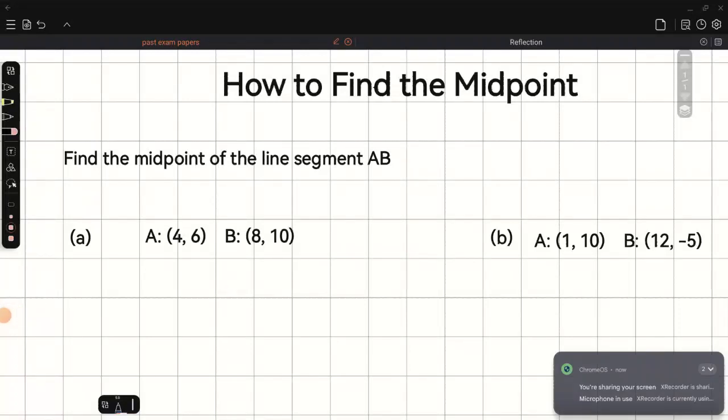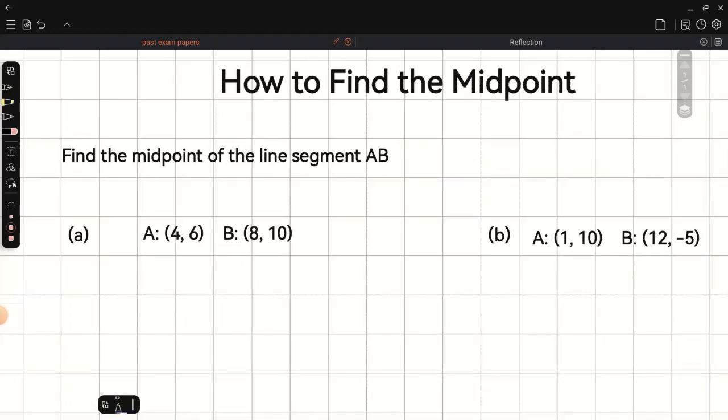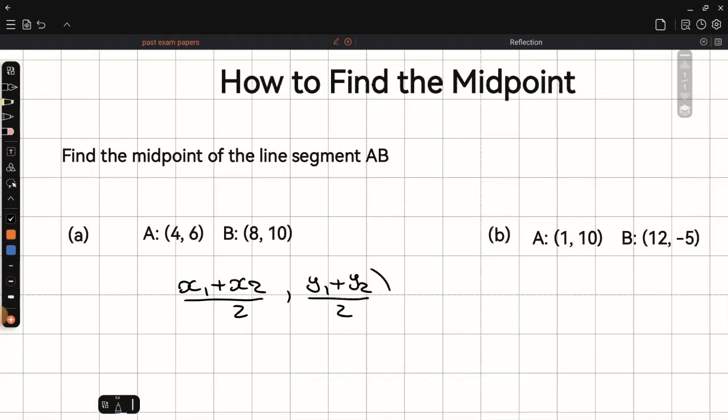In this video, we're going to look at how to find the midpoint of a line segment, or the midpoint between two sets of coordinates. To find the midpoint, we will be using the following formula: (x1 plus x2) divided by 2, and (y1 plus y2) divided by 2.